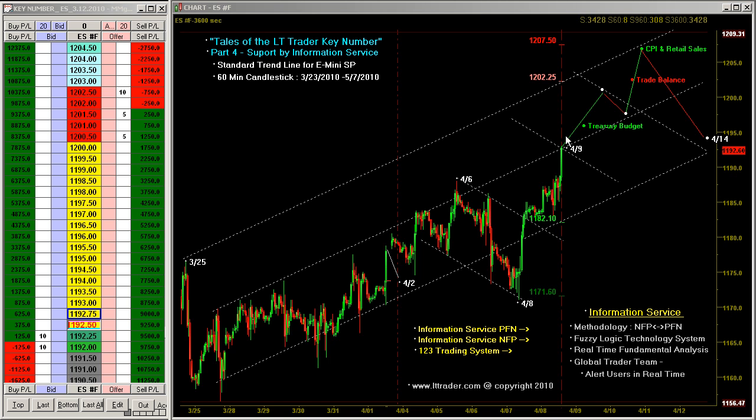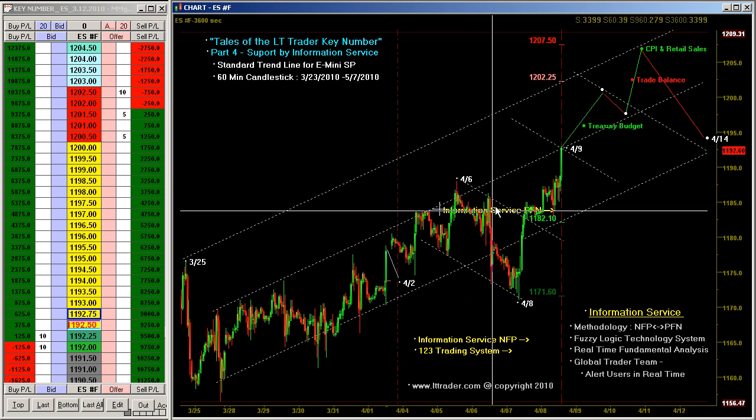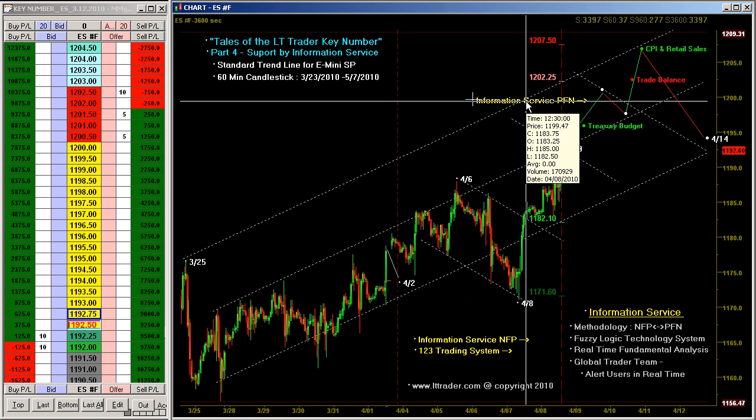Next, there's a slight pullback because the trade balance report consensus is negative. The price should continue in an up direction from there to the key number because of the positive consensus of the CPI and retail sales report. But to capture the uptrend or the downtrend, the trader will need more information from the potential key numbers to come, plus the 123 Trading System data to form the trend.